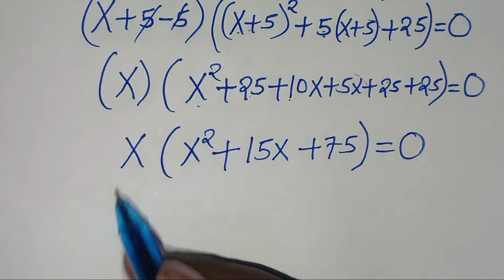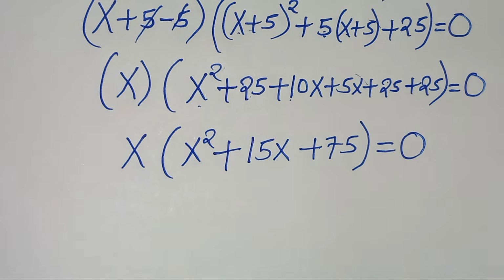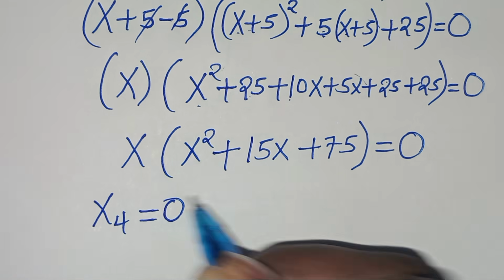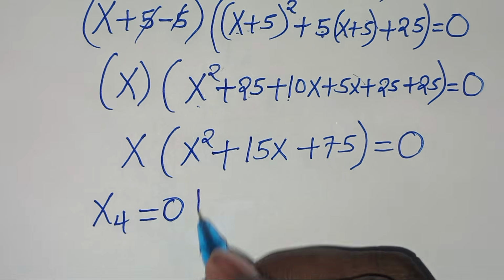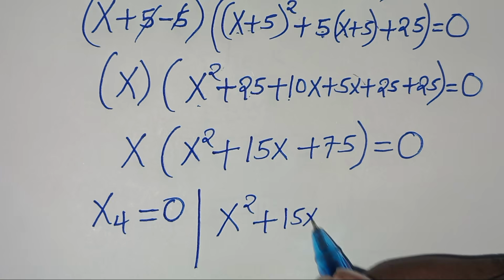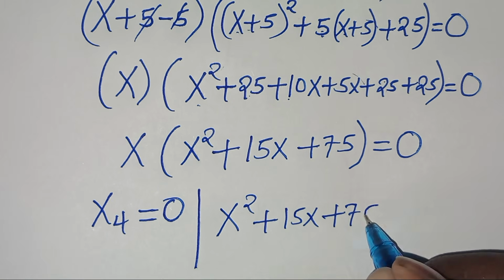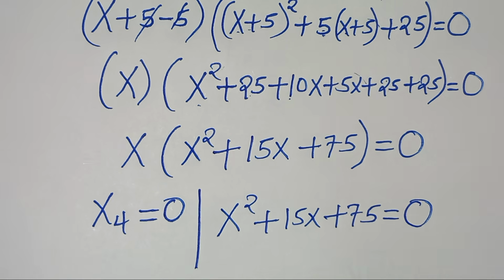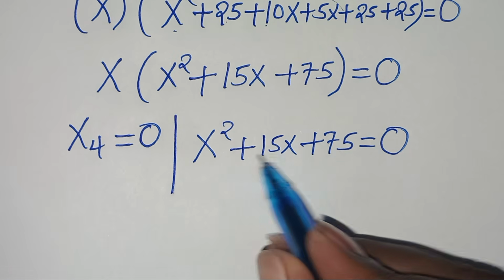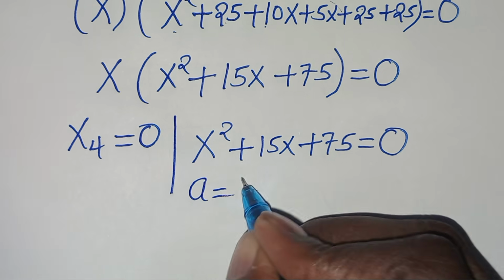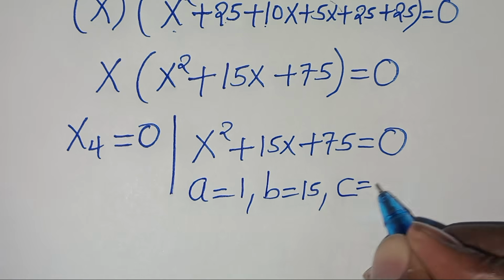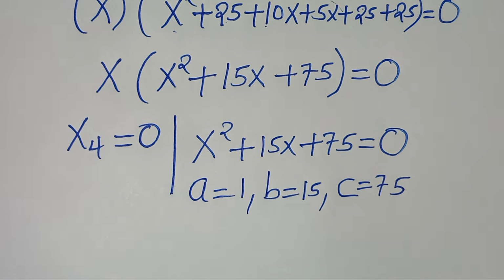Now here we have two parts. We have x4 is equal to 0. Then we have x to the power of 2 plus 15x plus 75, this is equal to 0. This is a quadratic equation where a is equal to 1, b is equal to 15, and c is equal to 75.